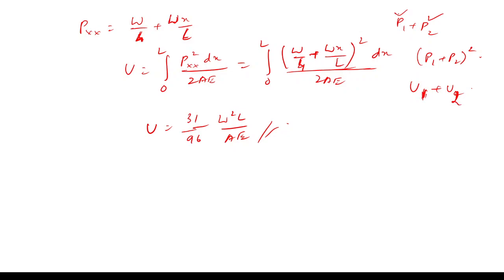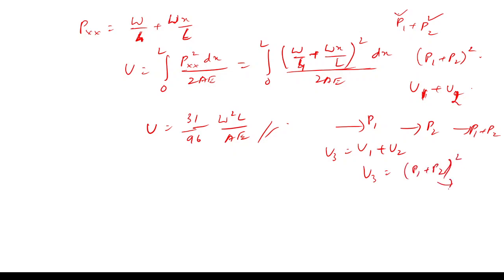That was the thing which we have seen in the first example itself, when I showed you P1 separately, P2 separately, then P1 plus P2 separately. If I could add, I could have written U3 is equal to U1 plus U2. But we haven't done that because U3 is nothing but P1 plus P2 the whole square. So this additional term due to 2P1P2 will be there. Similarly, for this case also, it will be there.